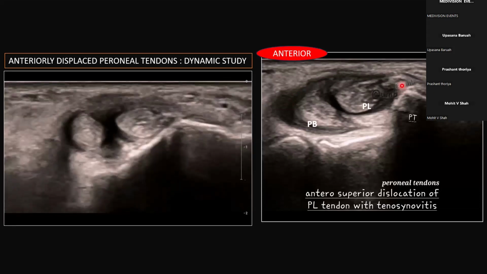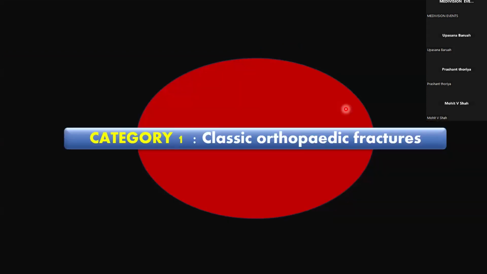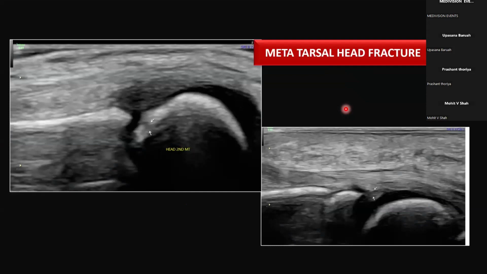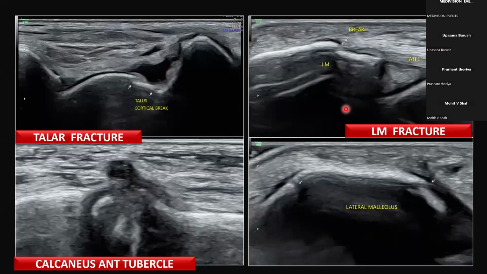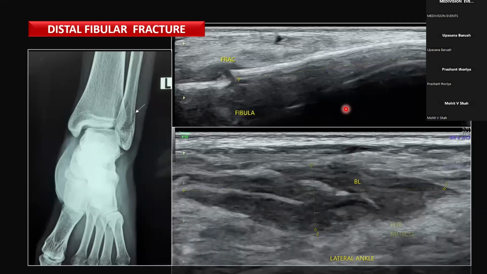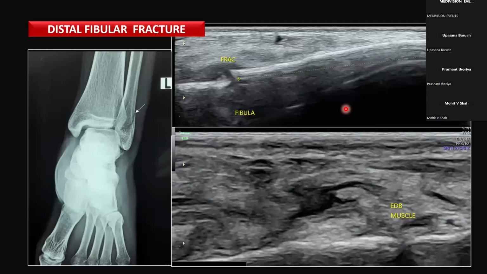So because of the disruption of the peroneal, we should not neglect and should try to see the associated injuries. We can see the bony fracture of the cuboid, then metatarsal base fracture, then head fracture, then the talar fracture, lateral malleolar fracture, calcaneal tubercle is another part, and of course there is a fracture of the fibula. Also the muscles, there is peroneus longus muscle and extensor digitorum brevis muscle injury.